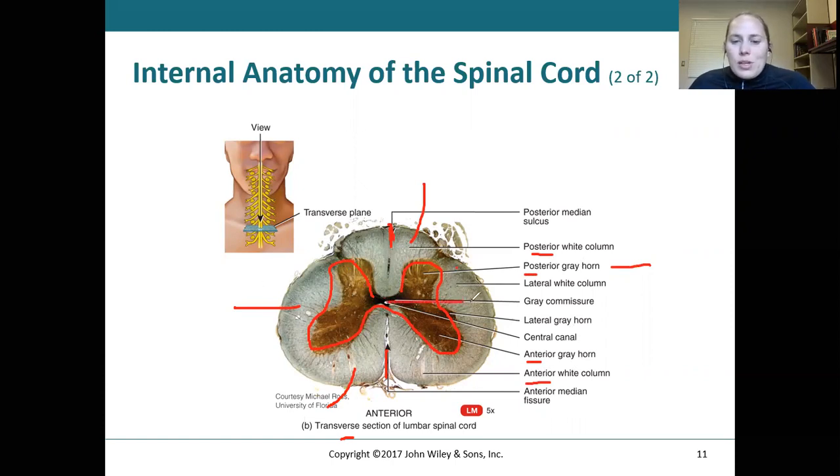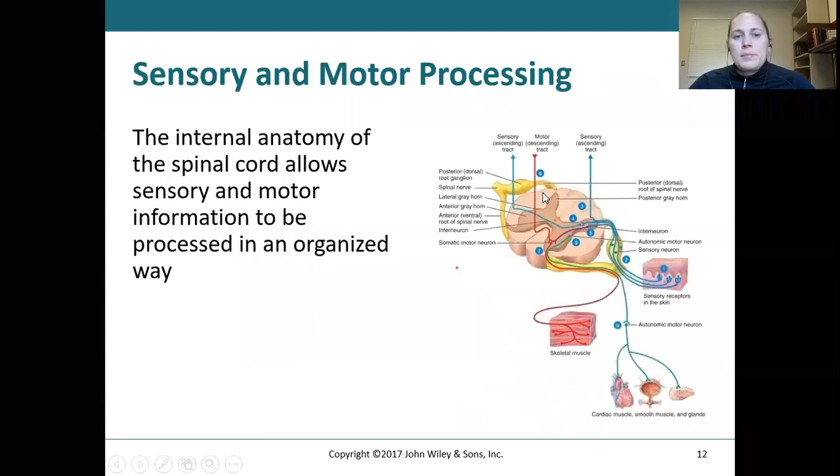The gray commissure is just going to be the part of the gray matter where you see the two sides talking to one another, and then located down the very middle of it, you have the central canal. So this is, again, a great transverse image of the spinal column. And again, it's not a ton of information. It's primarily just pointing out gray and white matter and the difference between anterior and posterior.